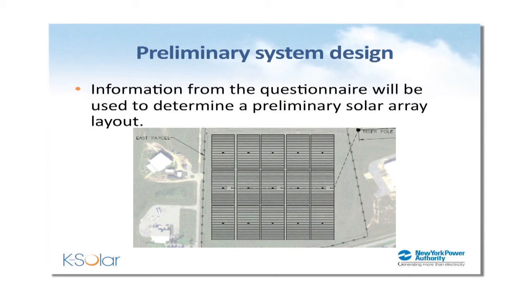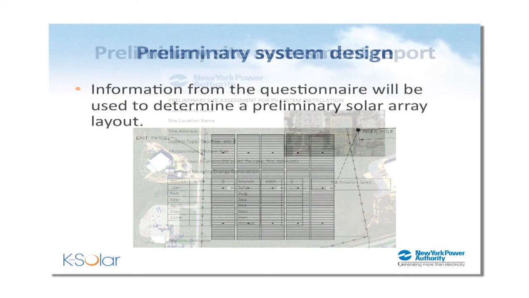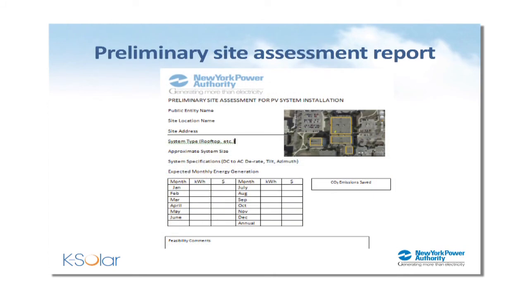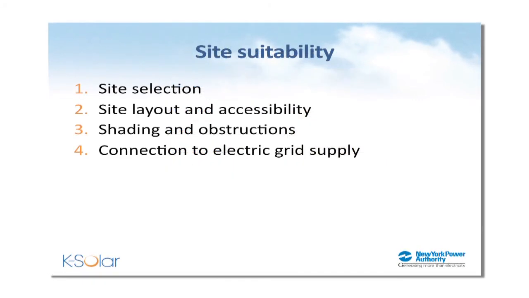So you'll have a preliminary sketch showing you the layout of the solar array on your property, so you'll have a sense of what it'll look like. And we'll give you a preliminary site assessment report. So it'll be a 2-page report summarizing the economics and the technical viability of doing solar at your property. We'll also be looking at things that might limit the amount of solar energy that you could produce at your property that may make your property not suitable for solar. So we'll take a look at those things as well in this preliminary analysis.